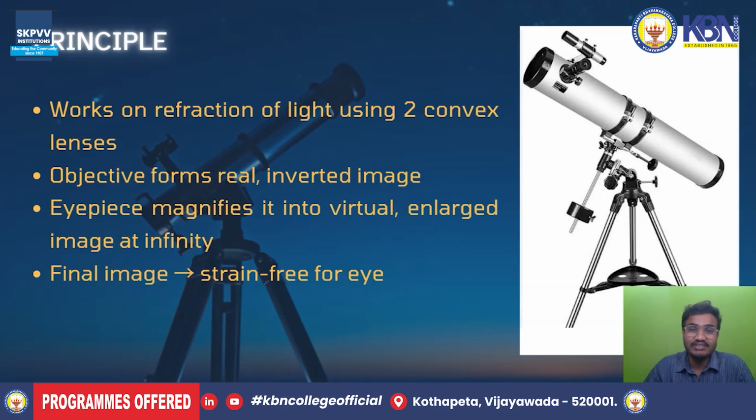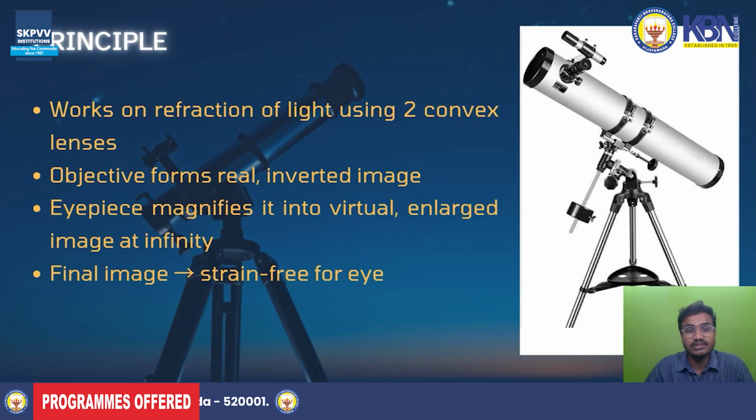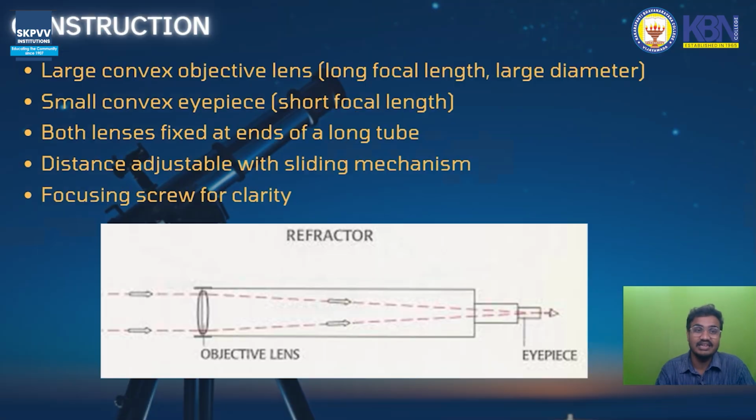It has the same working principle as the refracting telescope. Why? Because these are using two convex lenses, right? One is the objective and the other one is the eyepiece. The eyepiece, where the observer is viewing, will magnify into a virtual enlarged image at infinity. The final image will be a strain-free image for the eye, where the observer can see it more easily. So the same principle, it has a long tube, and it has two lenses. One is an objective lens and the other one is the eyepiece, and it is also called a refractor.